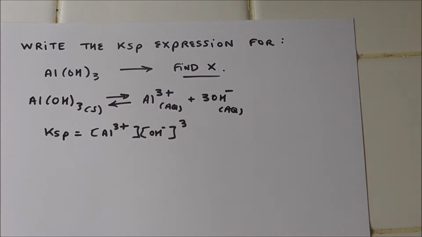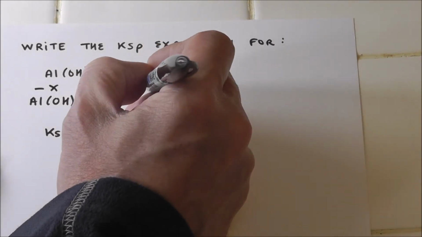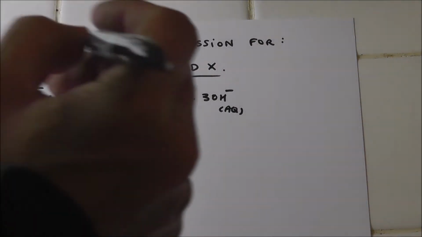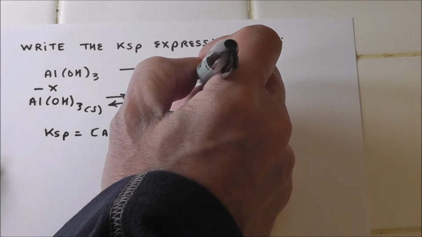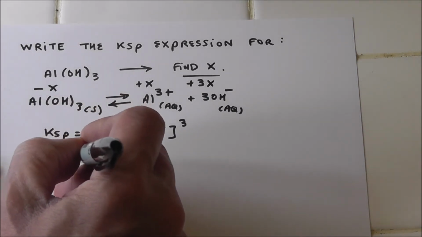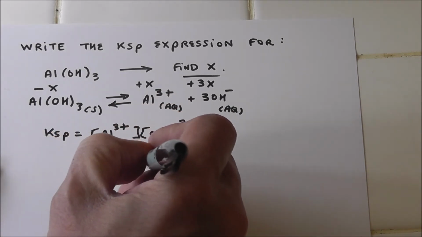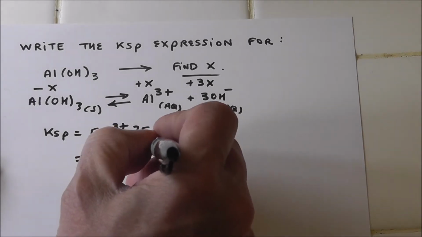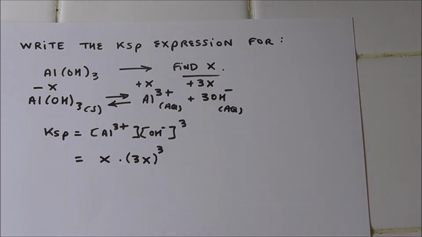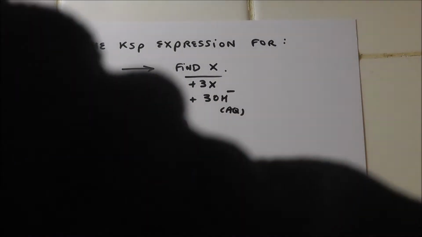Now how's that going to play out? Because we're going to solve problems with this later. What if we call this negative x, this plus x, this plus 3x. So when this stuff dissolves, there's going to be 3 times as many hydroxide ions as aluminum ions because of the ratio in the formula. If we plug this in, this is going to be x times 3x cubed. What's 3x cubed? Well, anyhow, this is all equal to the value in your table.